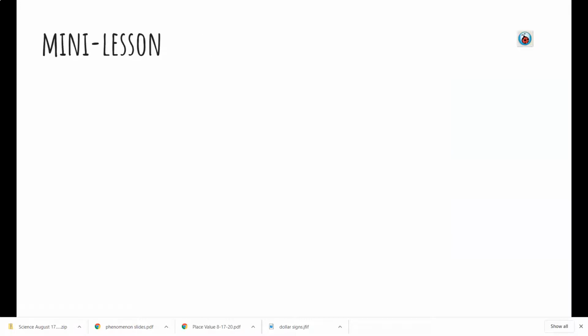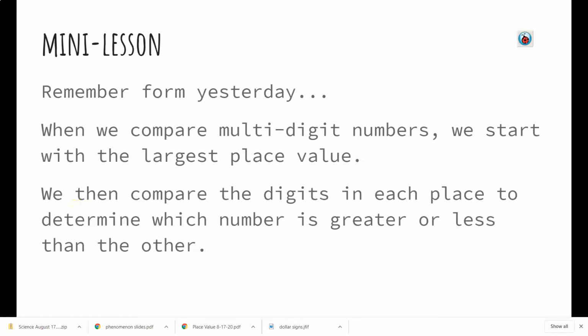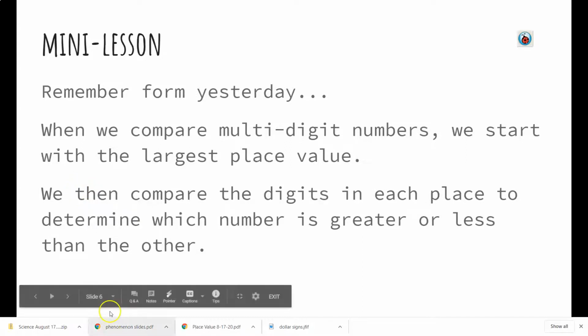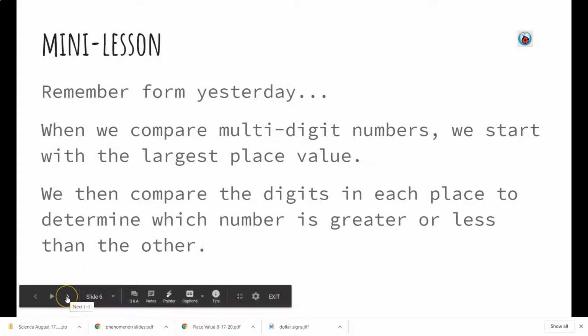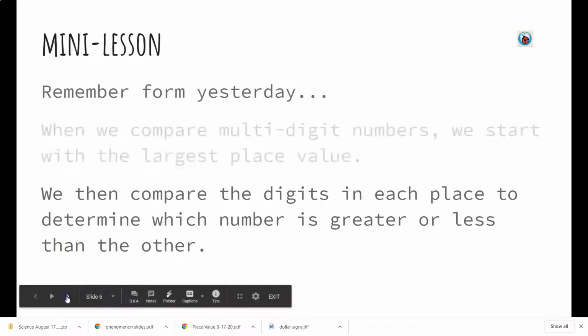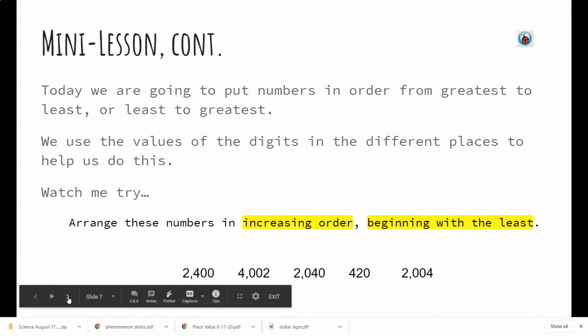Okay. So remember from yesterday, when we compare multi-digit numbers, we start with the largest place value. We then compare the digits in each place to determine which number is greater than or less than the other, or sometimes they might be equal. All right, the slide wants to stay with us today.